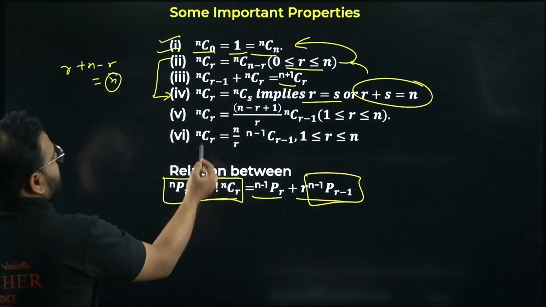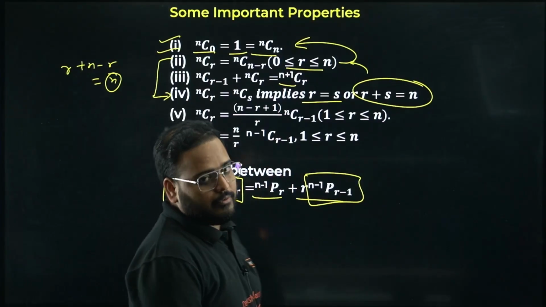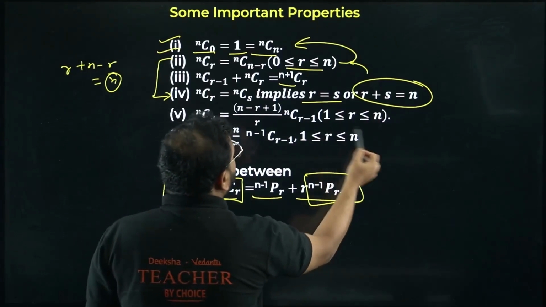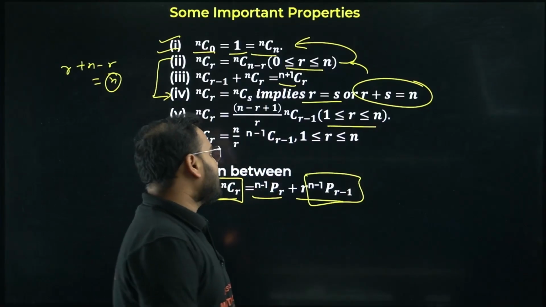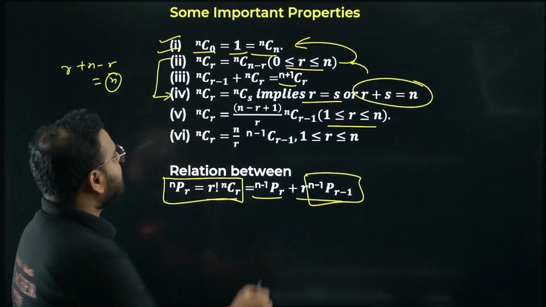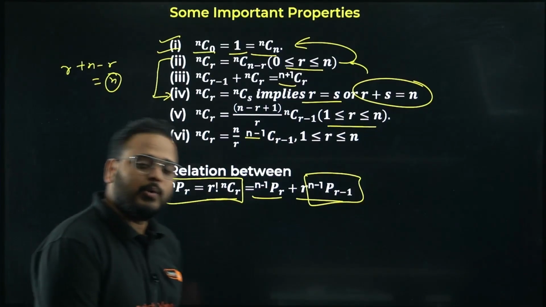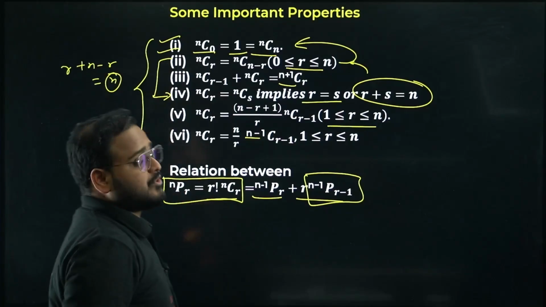So we have nCr equals (n minus r plus 1) upon r times nC(r minus 1), basically not factorial, nC(r minus 1). Again r varies from 1 to n. And the last one we have nCr equals n by r times (n minus 1)C(r minus 1). Again r varies from 1 to n. Properties are important, sir. Yes, you have to learn these properties and solve questions on this.